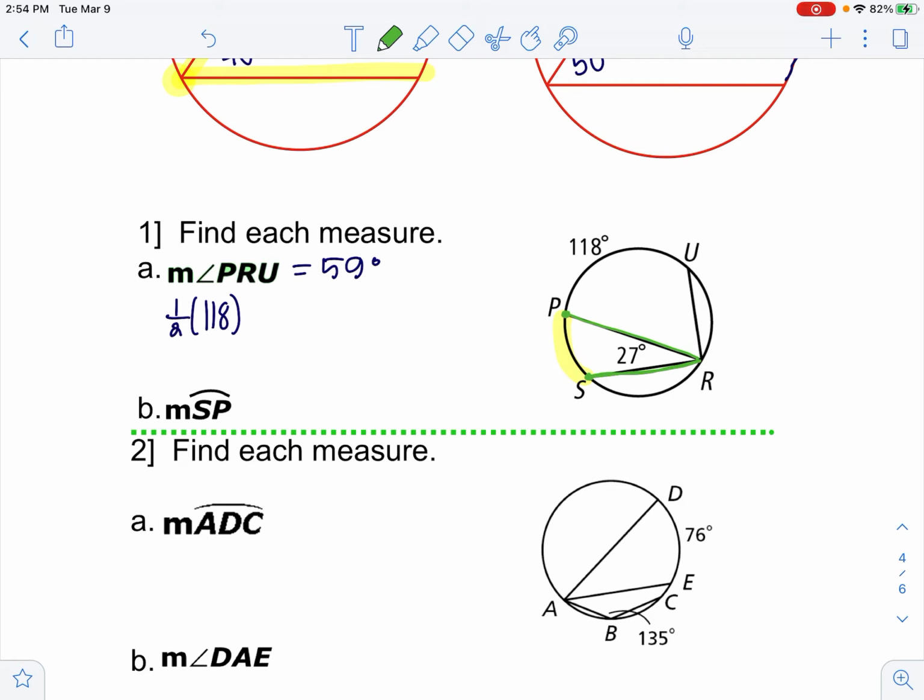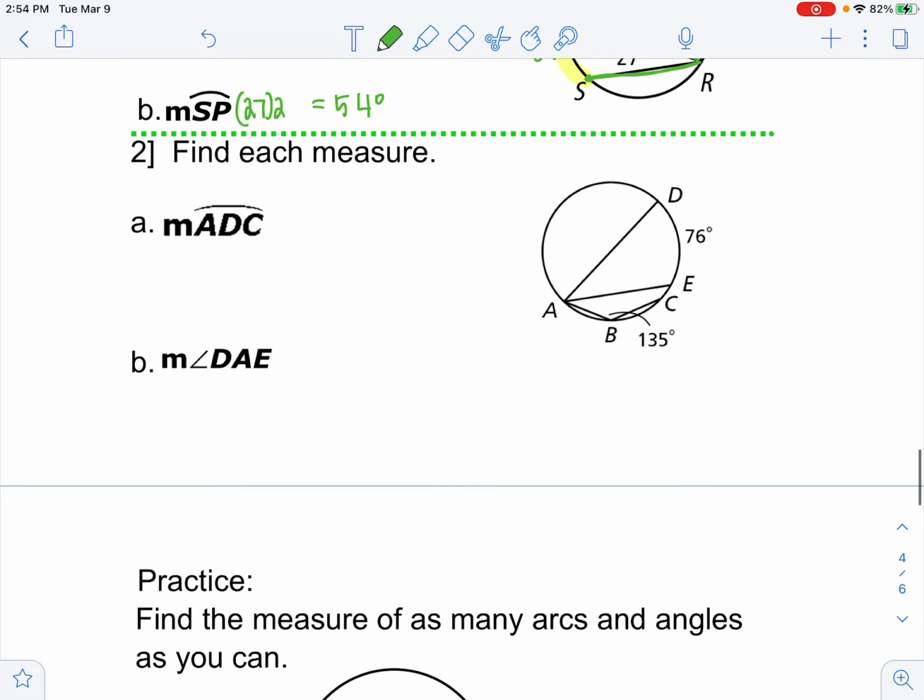This angle is 27 degrees, so it is an inscribed angle. It is half the measure of its intercepted arc. I'm not going to take half of 27. I'm going to double 27. I'm going to do 27 times 2. So that gives me 54 degrees. So this is 54 degrees, and then you can see the angle is half the measure of the arc.